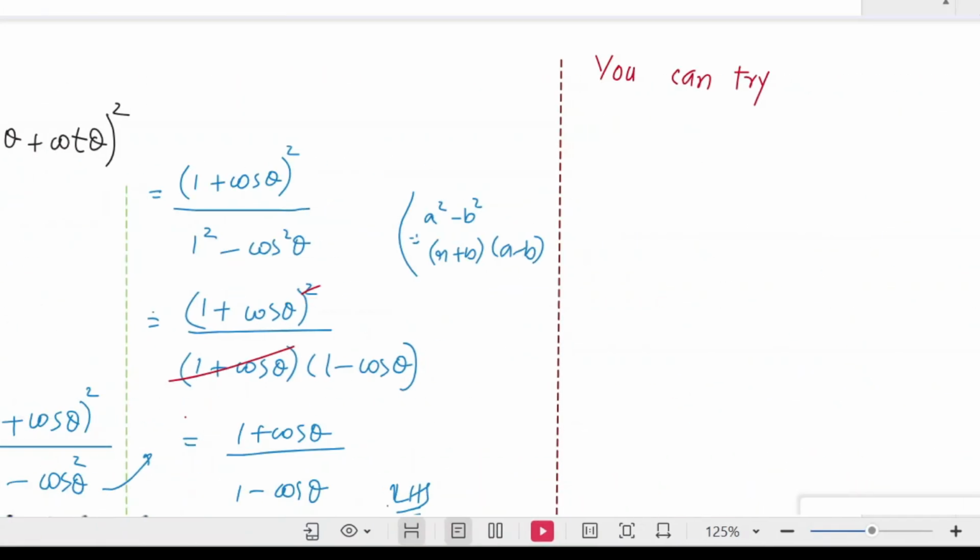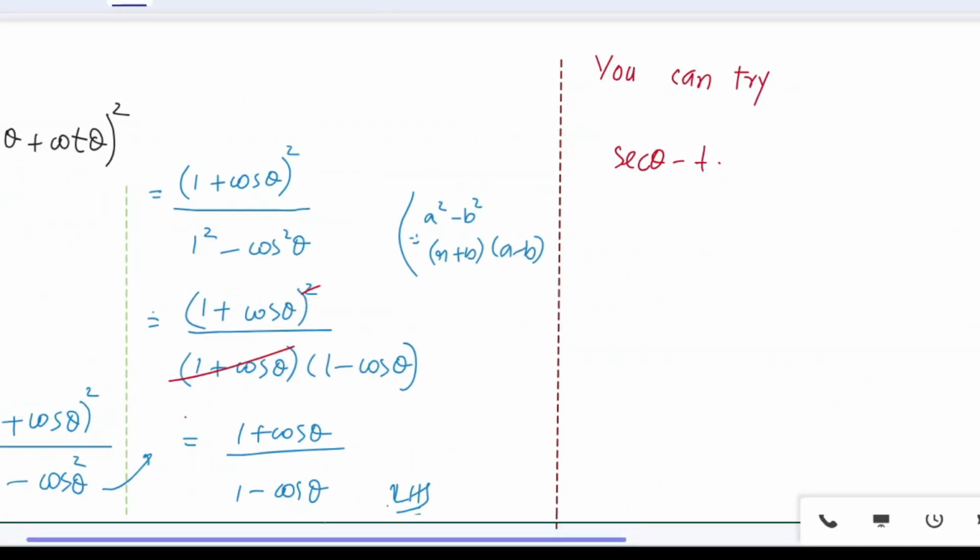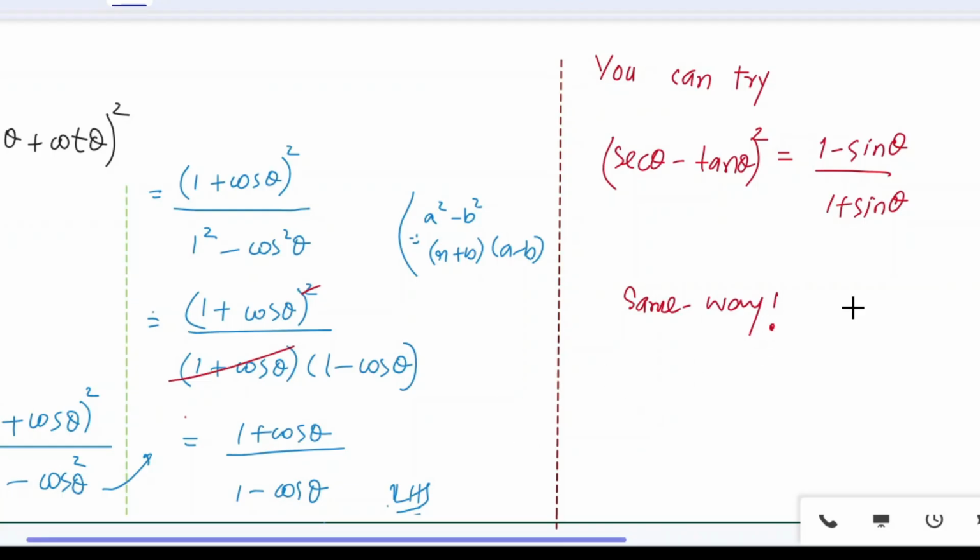You can try another question, which is secant theta minus tan square theta is equal to 1 minus sine theta over 1 plus sine theta. It will be solved the same way as we did here.